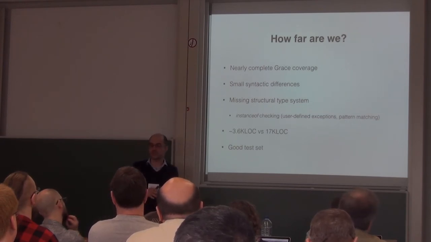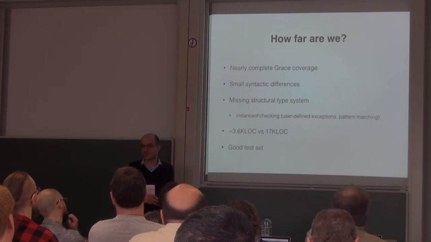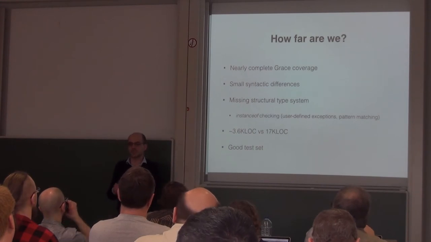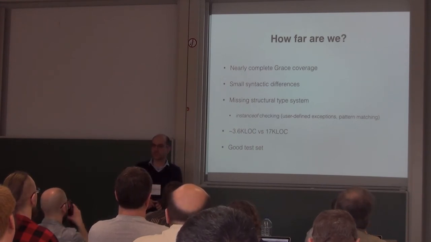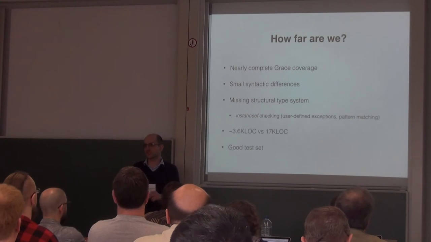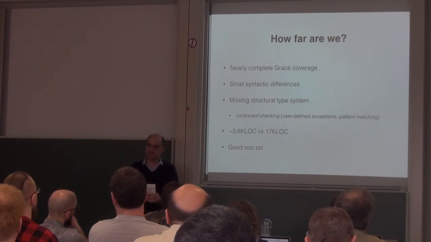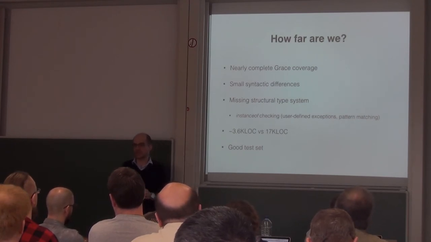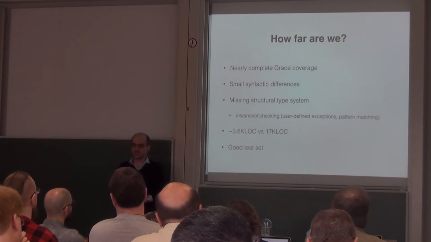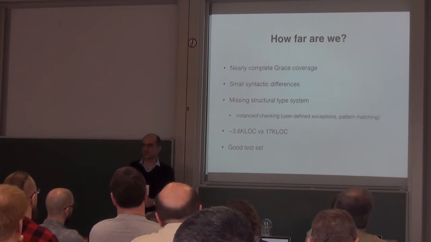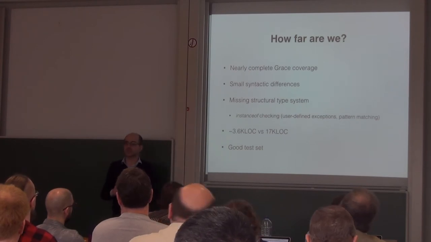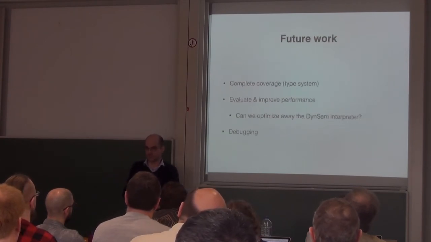And we don't yet have an implementation of the type system, which means we can't do instanceof checks. And not being able to do instanceof checks means we can't do pattern matching and user-defined exceptions. In terms of size of the dynamic semantics only, we are about 3.5 thousand lines of DynSem code, and the mini-Grace implementation, the compiler, is at 17,000 lines of code. The good thing is we have a good test set, so moving on is going to be easy.